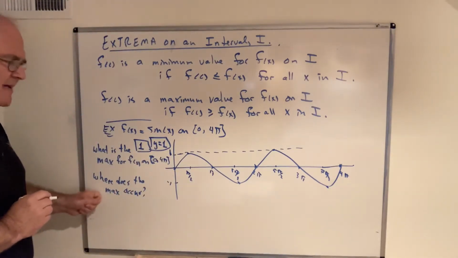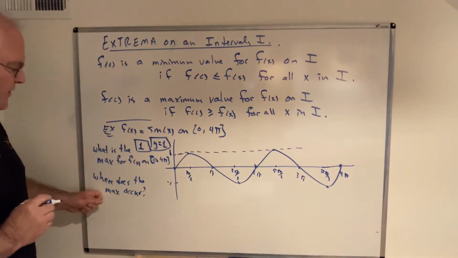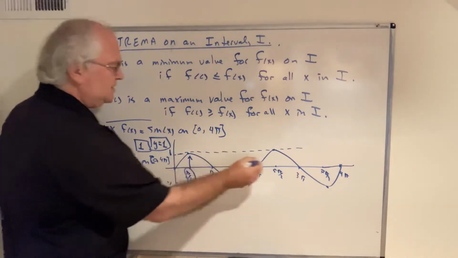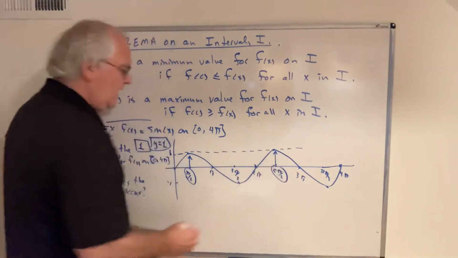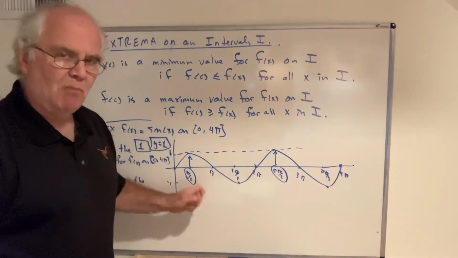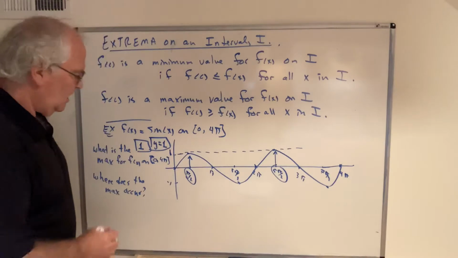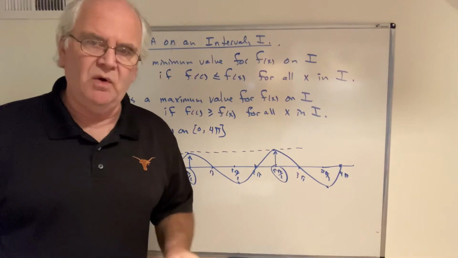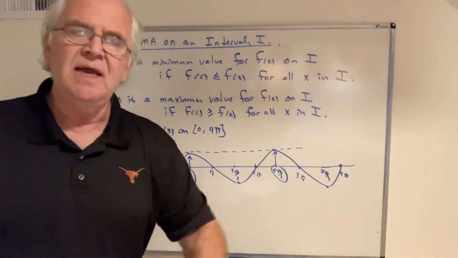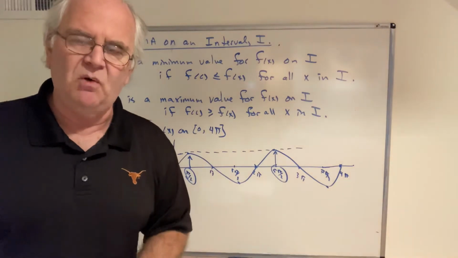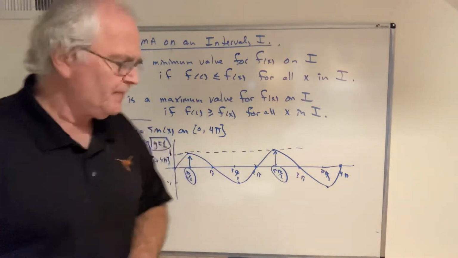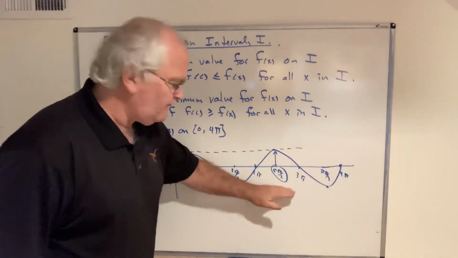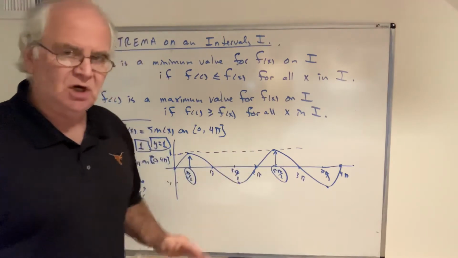Where does the maximum occur? Now your answer needs to be the x coordinate. It occurs at pi over 2, but notice there's a tie. If the maximum occurs at more than one point, then you list them both. If it occurs at 6 points, list all 6 of them. You list all the x values at which the maximum occurs.